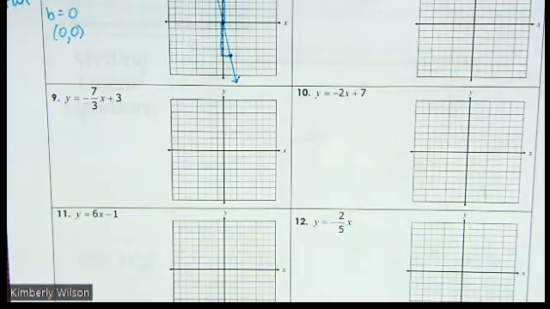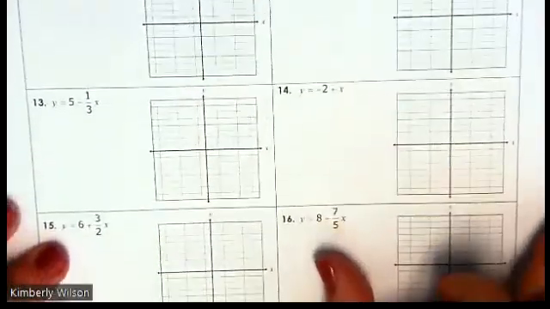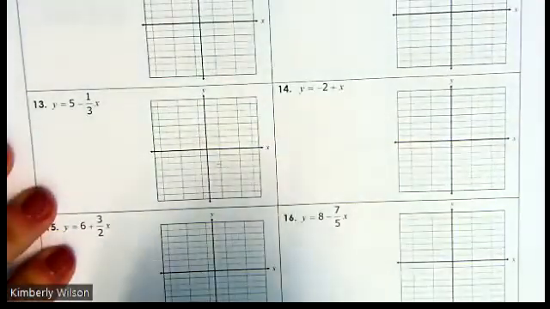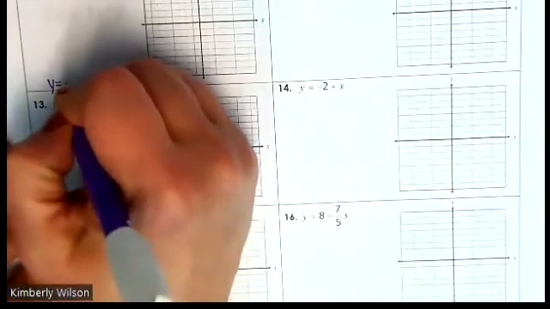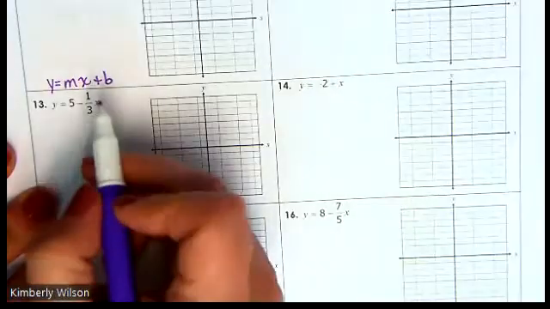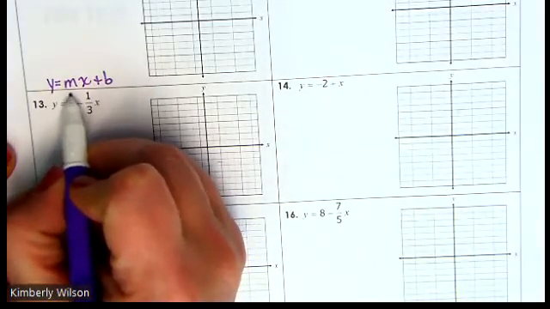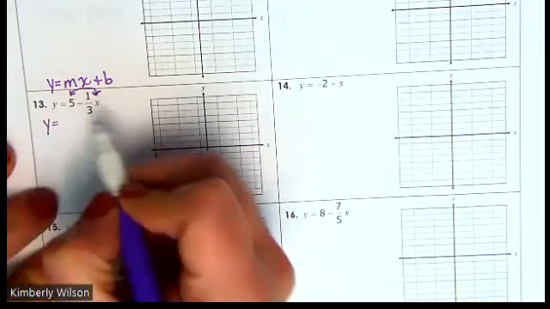Jumping down and looking at, again, pause if you've got questions or if you need to re-listen to it. Number 13. This looks a little different still. But remember, the formula is y equals mx plus b. Still got the same information. It's just flip-flopped. So therefore, I'm going to rewrite it in the correct form.